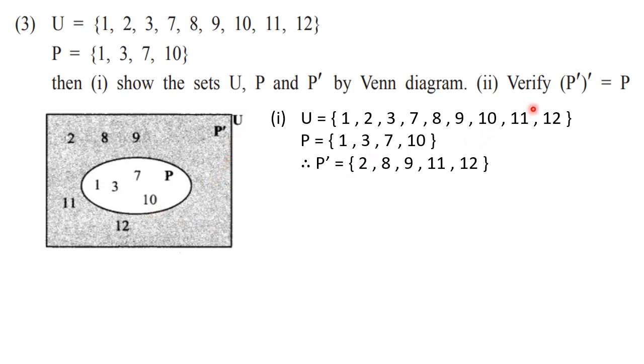Now let us go towards the second question. Verify that complement of P dash is P. This we have seen in the explanation that complement of a complement is the set itself. So it's a double complement. So it's the set itself. So we are going to prove it here.